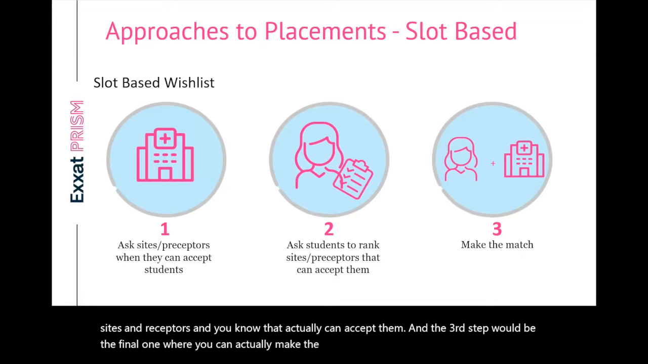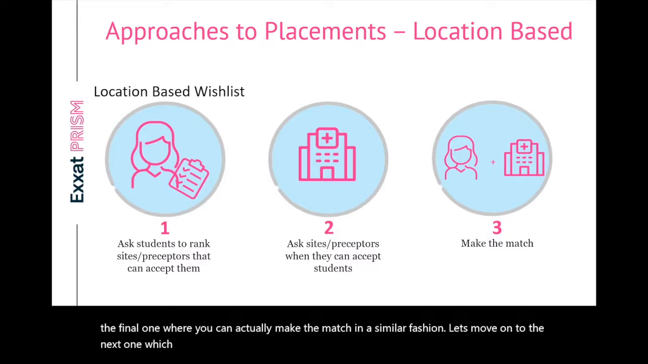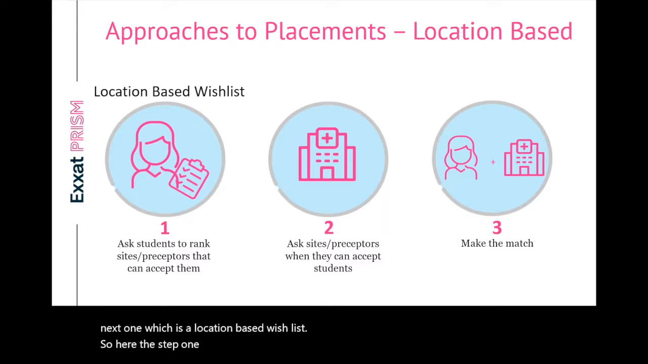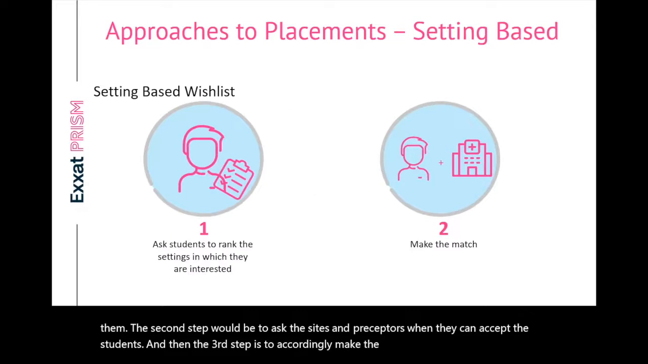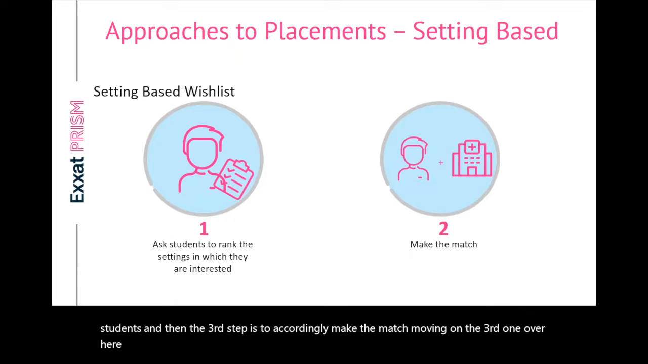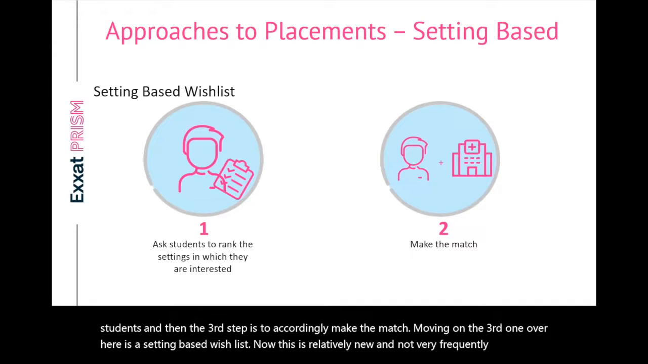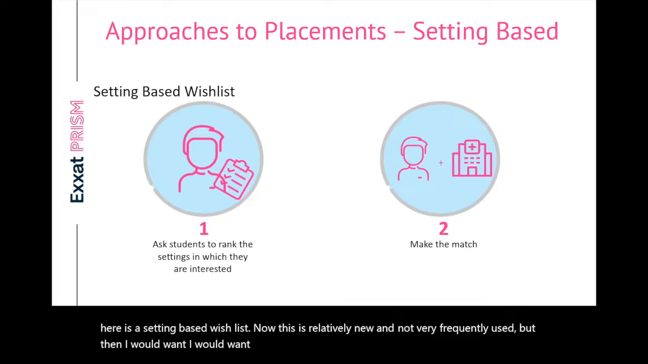In a similar fashion, let's move on to the next one, which is a location-based wish list. So here the step one is asking the students to rank the sites and preceptors that can accept them. The second step would be to ask the sites and preceptors when they can accept the student. And then the third step is to accordingly make the match. Moving on, the third one over here is a setting-based wish list. Now, this is relatively new and not very frequently used, but I would want to explain this to you.